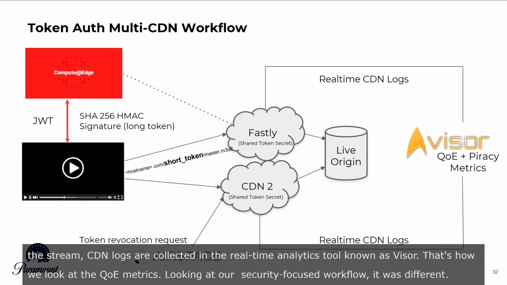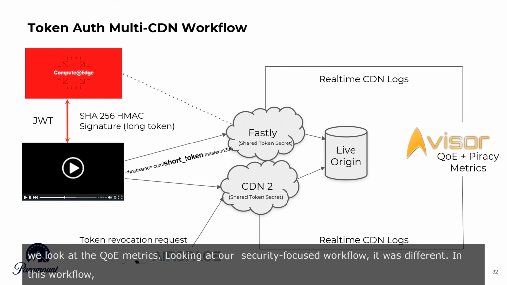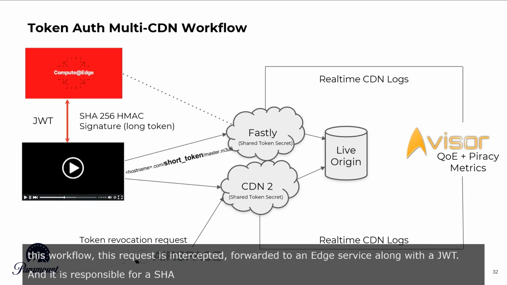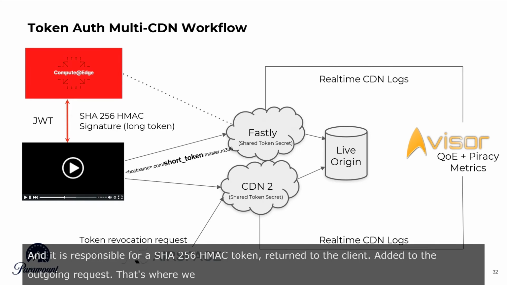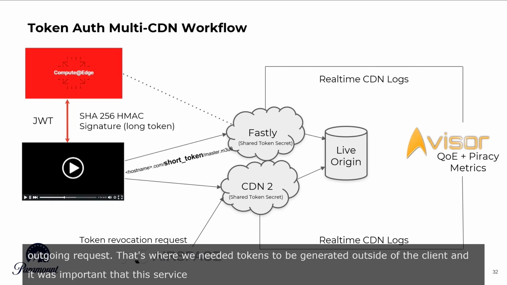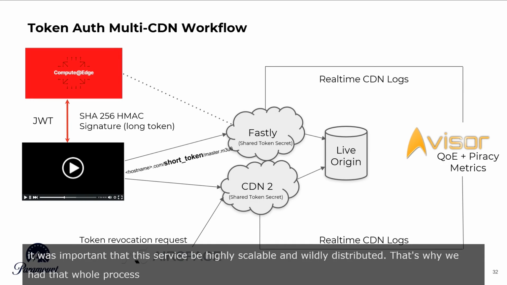In this workflow, the initial stream request is intercepted, forwarded to an edge service along with a JWT. The edge service is responsible for hashing a SHA-256 HMAC token, which is returned to the client. It's added to the file path of the outgoing request. And that's where we needed tokens to be generated outside of the client, and it was important that this service be highly scalable and widely distributed. So that's why we had that whole process happen at the edge.